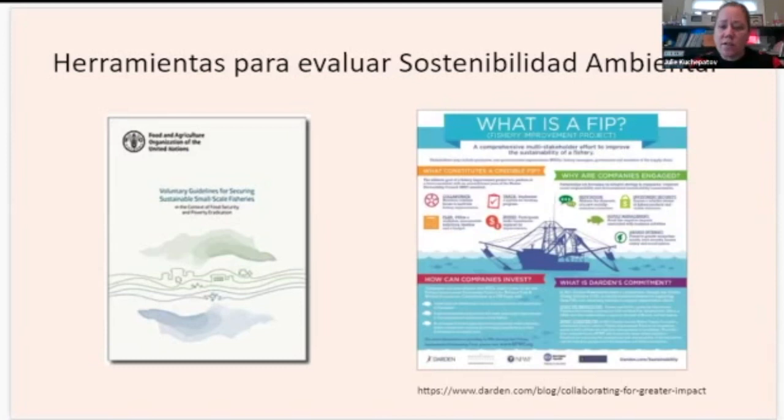So there is another option, another tool, which is called a Fishery Improvement Project, or FIP for short.